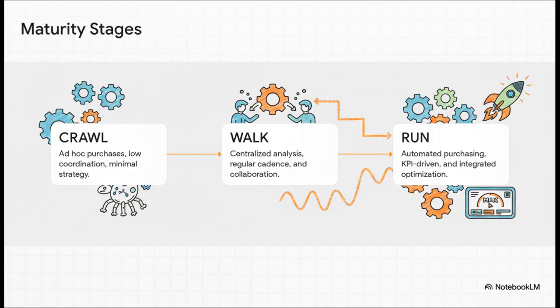So let's just quickly recap that journey. Crawl is reactive and chaotic. Walk is coordinated and planned. And run is automated and data-driven. So take a second and think about it. Where is your organization right now? Are you crawling, walking, or running?